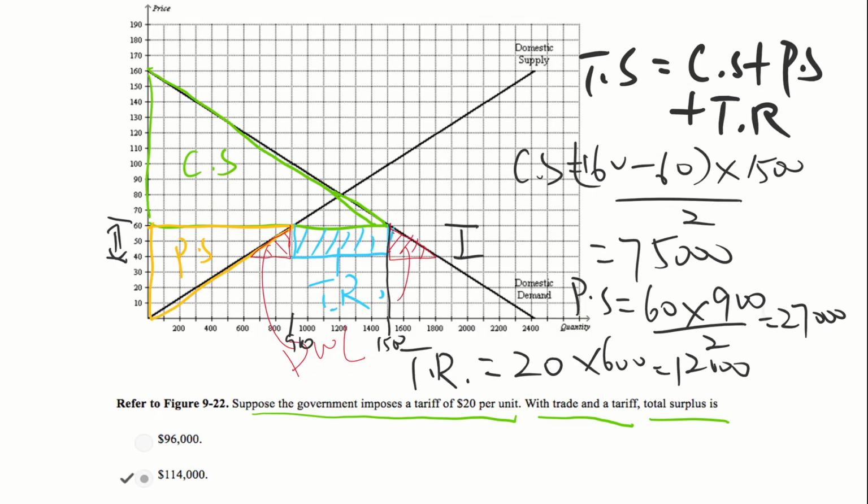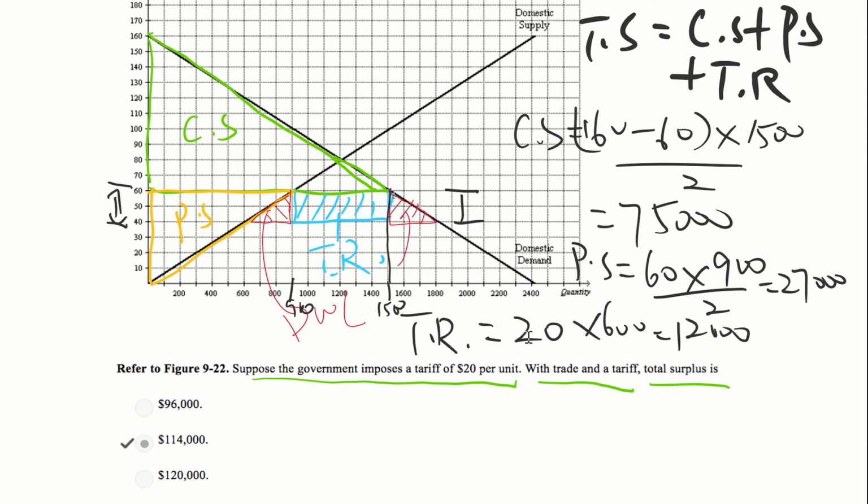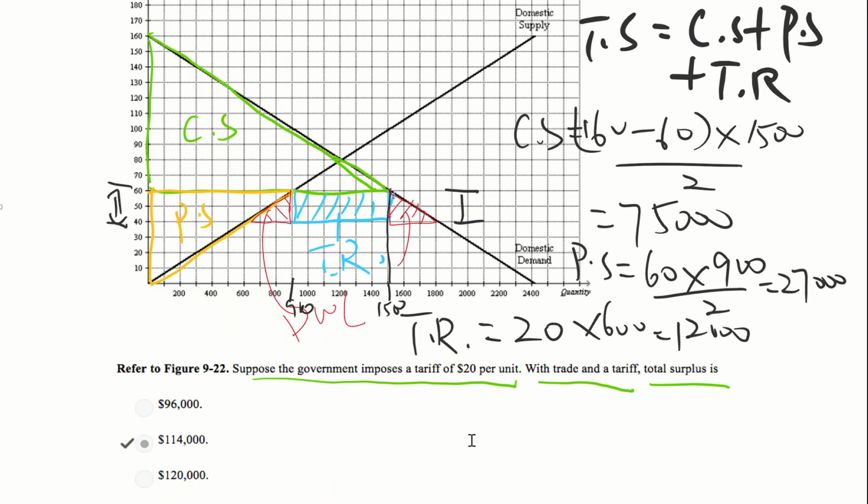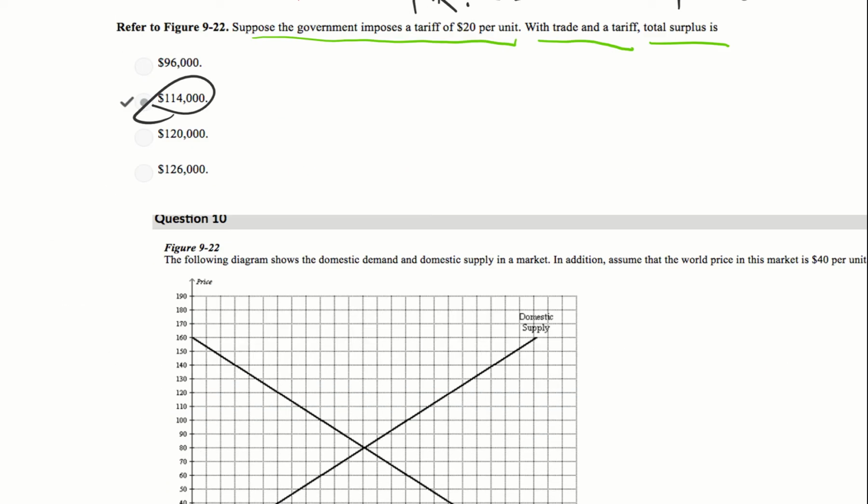So add it all together. 75,000 plus 27,000, and then plus 12,000. The answer is 114,000. Okay, so the answer is going to be B. All right, next one. This is the last one.